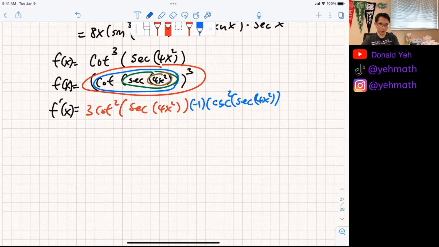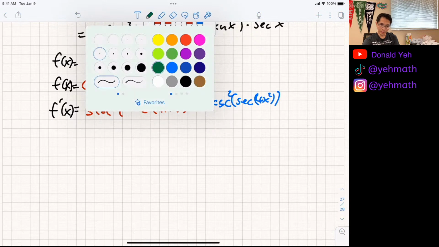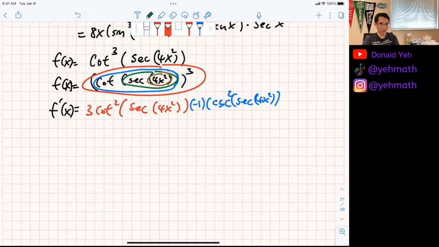Now I'm going to go to the next thing. So what's the derivative of secant of 4x squared? Secant 4x squared times tangent 4x squared. Yes, that's actually really good. Why? Because the 4x squared did not change. It's not secant of x. The inside, u, is 4x squared. The argument is 4x squared, so it did not change.